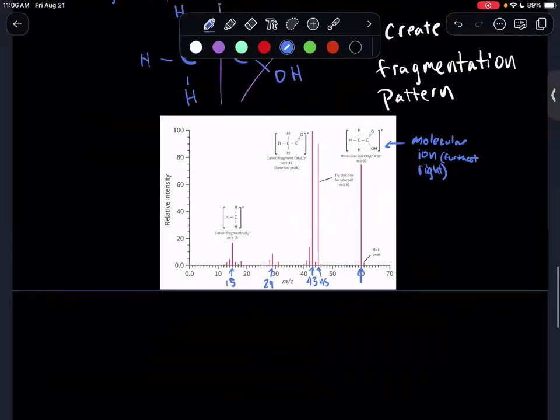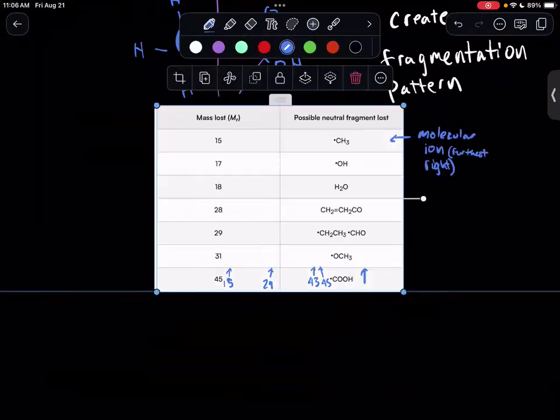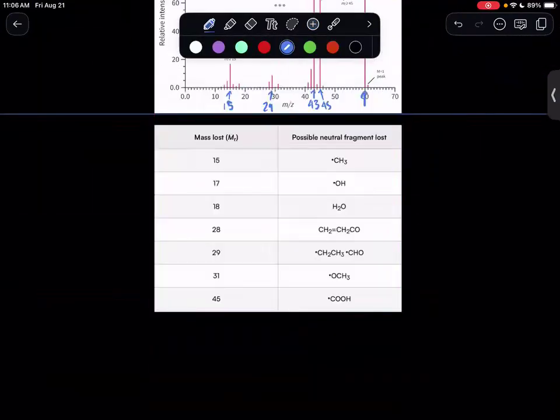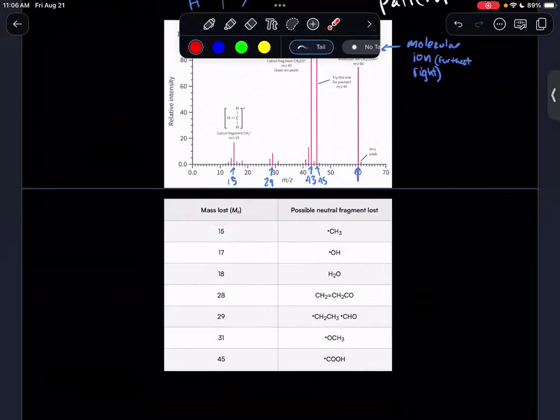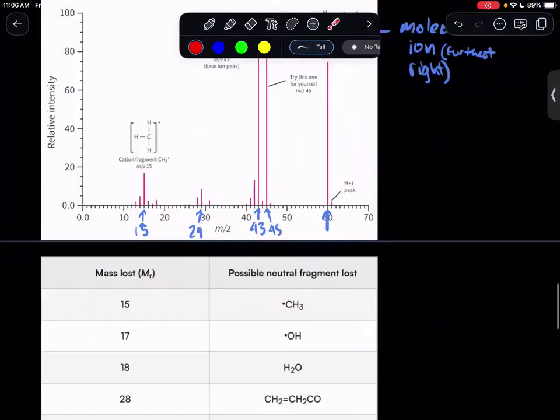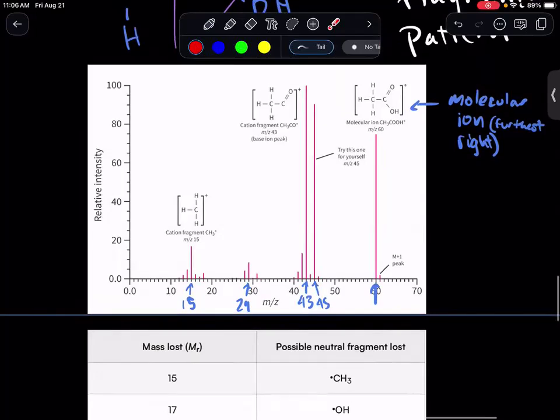So now, how do we actually gather any information from this? Well, we actually have to use the data booklet, which is going to be this table right here. We can use this table to look at the mass loss from our molecular ion to determine any neutral fragment that has occurred here. You'll notice that, for example, a 29 peak has a couple different options, so it's sometimes difficult to figure out which one it is. But we'll practice this a little bit. So if we're looking at maybe, we'll do the one that says try this yourself.